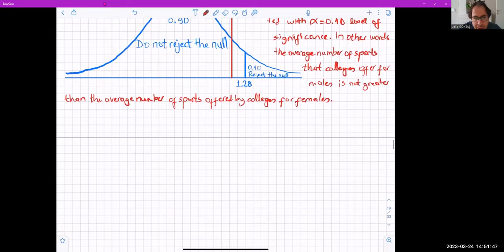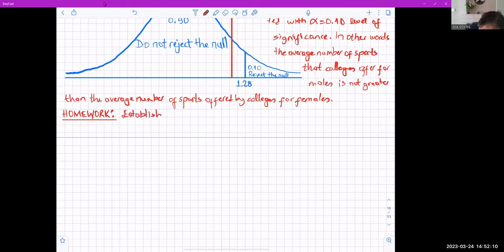You can also establish a confidence interval yourself. Homework: establish a new male confidence interval, a 90% confidence interval, for mu male minus mu female. So this is homework you study yourself.